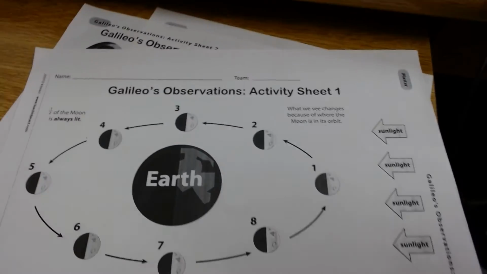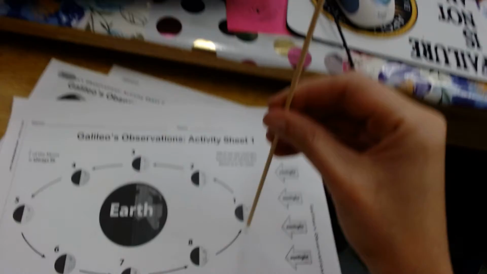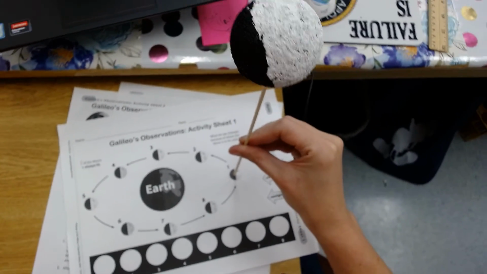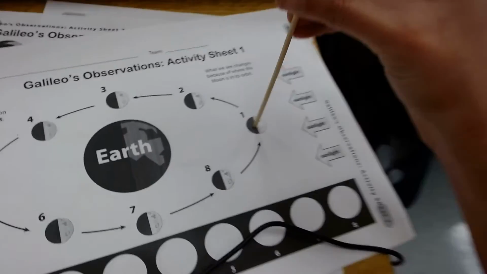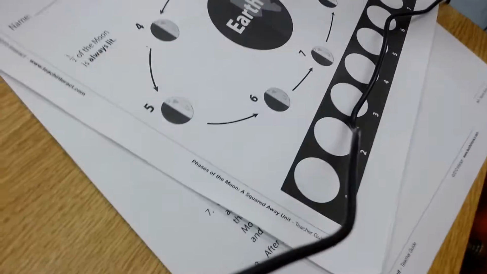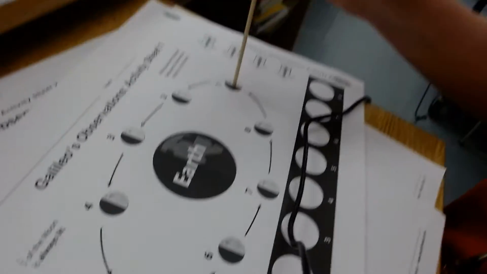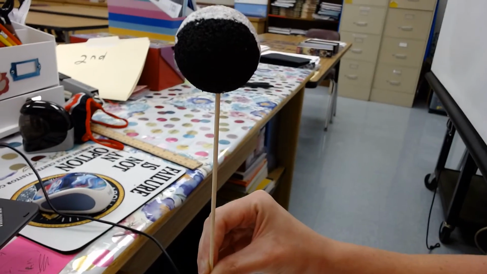All right, if you're looking at number 1, which means you have your moon here, and the white part's facing this way, from 1, you need to be looking through your telescope from 1 to 5. So from 5 to 1, and then you're going to see the black side of the moon.